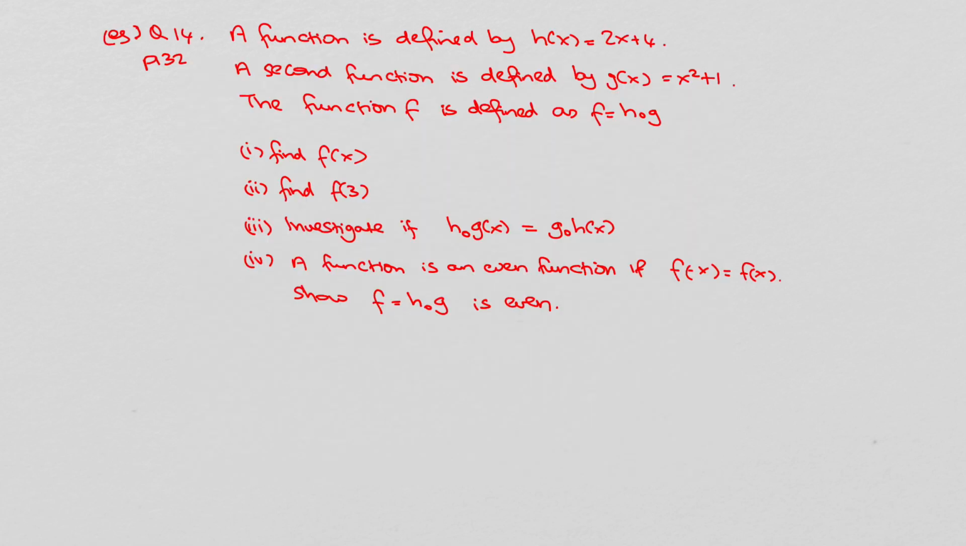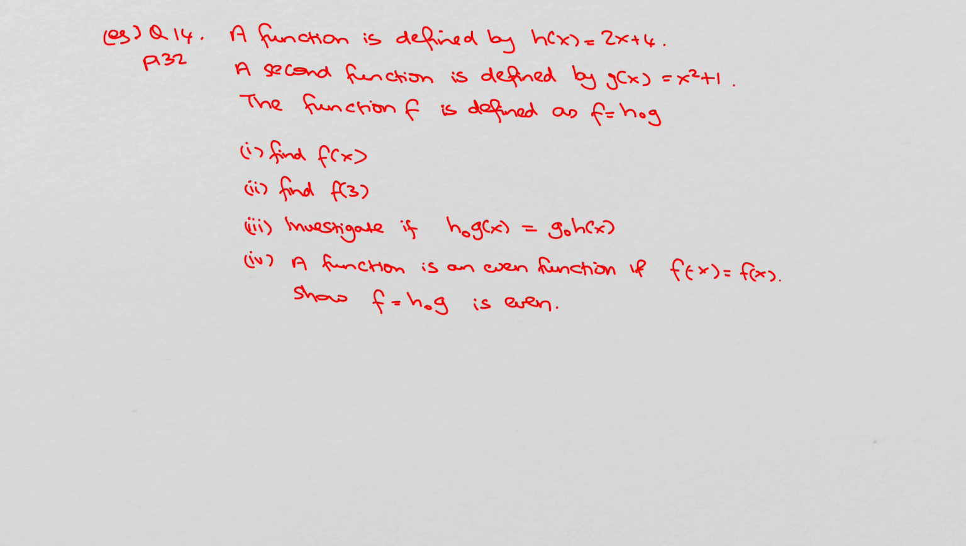Okay, so let's have a look at an example. We're going to look at question 14 on page 132 in your books, and we're just going to take little bits and pieces from this question. So we have a function defined by h of x equals 2x plus 4, and a second function defined by g of x equals x squared plus 1. The function f is defined as h after g. So we're given the decomposed function, and we want to find, first of all, what is the original function? What would this look like if we found f of h after g?